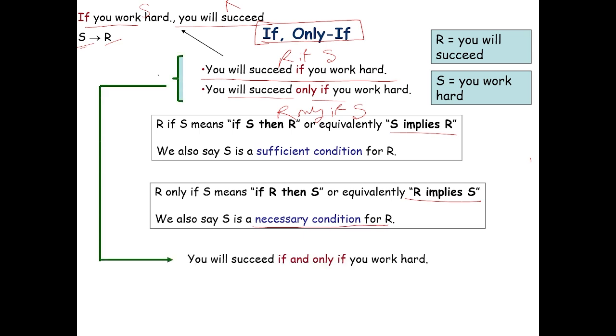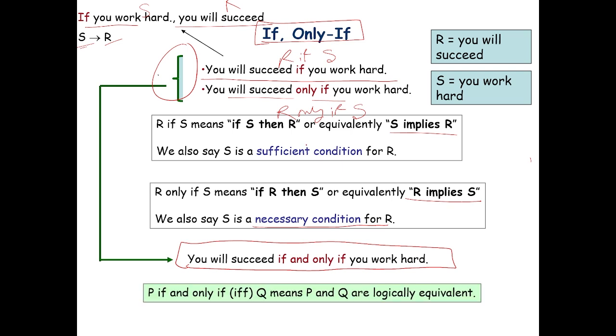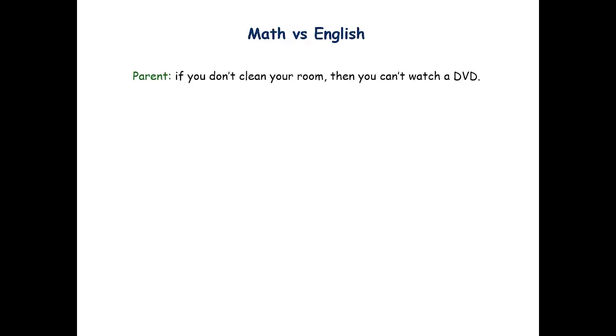You'll succeed if and only if you work hard. If you combine these two, you'll succeed if and only if you work hard. After combining these two options, you get this. Okay, if and only if. This portion, if and only if, can be written shortly as iff. This basically means P and Q are logically equivalent. That is, P implies Q and Q implies P.